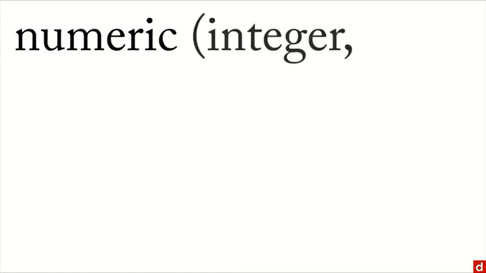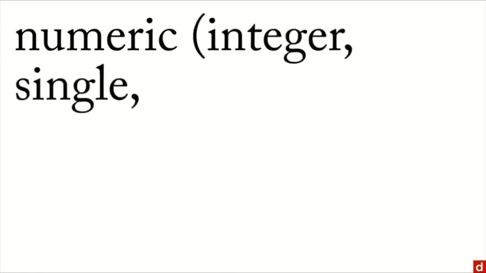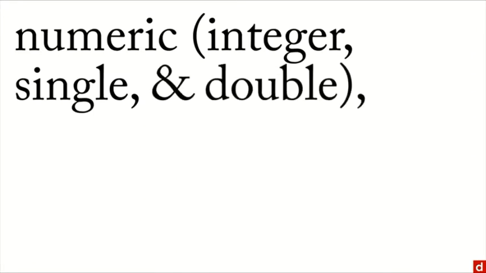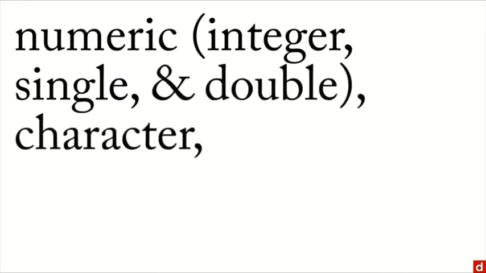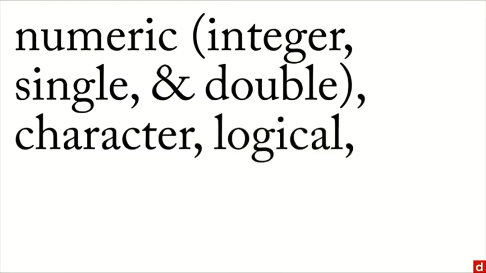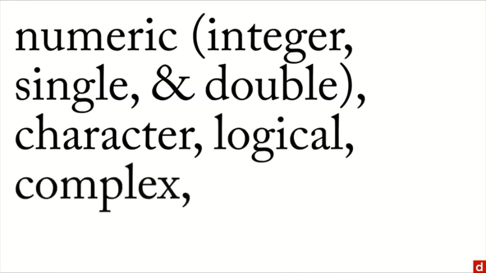You can have numeric variables, which usually come in integer, whole number, or single precision or double precision. You can have character variables with text in them. We don't have string variables in R, they're all character. You can have logical, which are true, false, or otherwise called Boolean. You can have complex numbers, and you can have a data type raw.